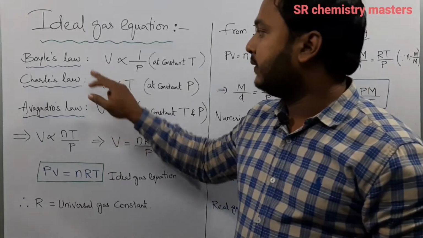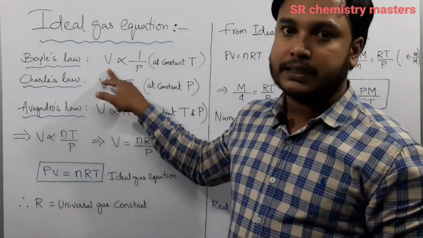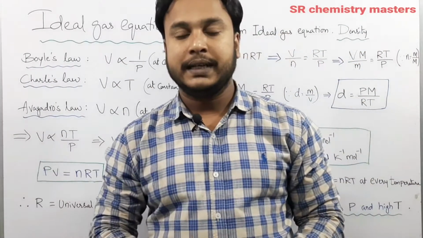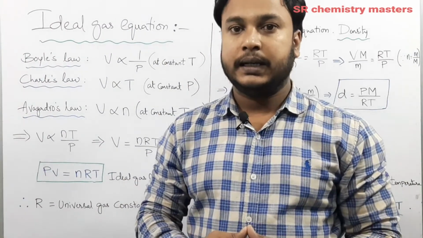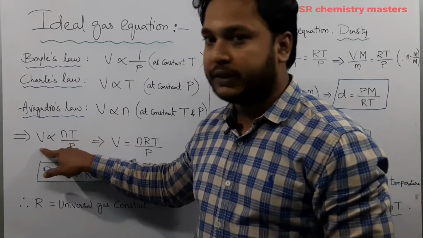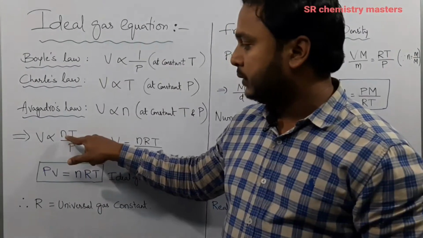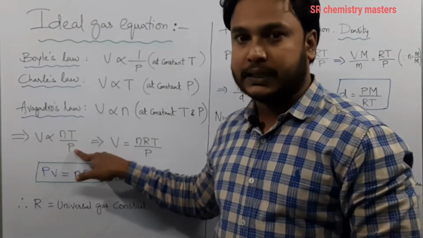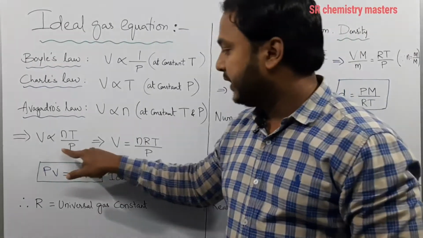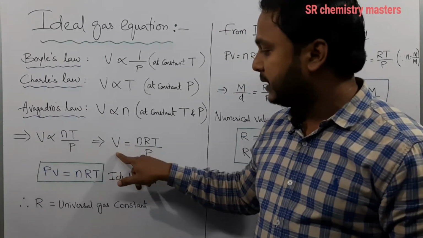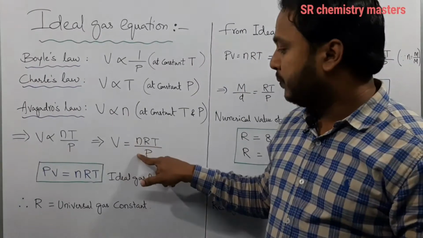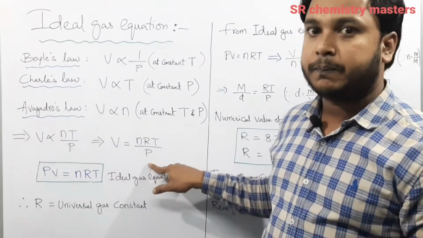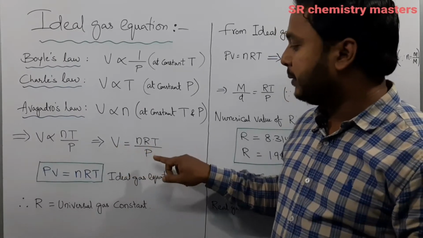These are the three laws in which the volume of the given mass of a gas is directly or inversely proportional to these properties. Now from these gas laws we can derive the ideal gas equation. Volume of a given mass of a gas is directly proportional to number of moles and temperature, and inversely proportional to the pressure of the gas. On further simplification, volume of a given mass of a gas is equal to number of moles into gas constant into temperature by pressure. Volume is equal to nRT by P.